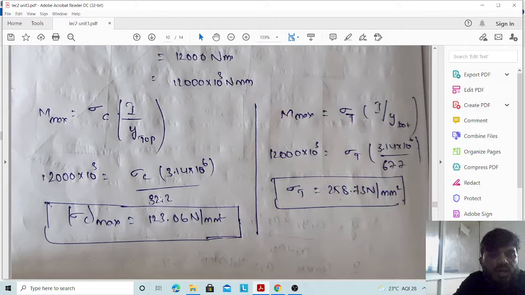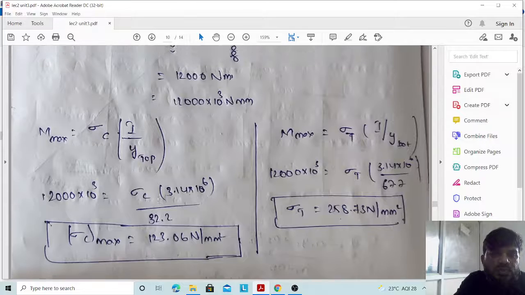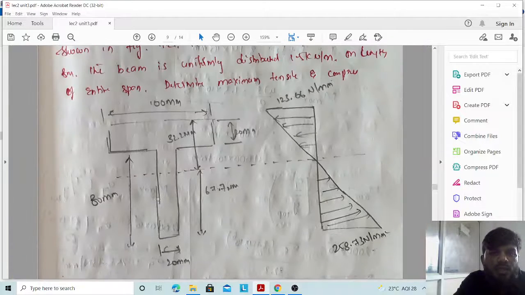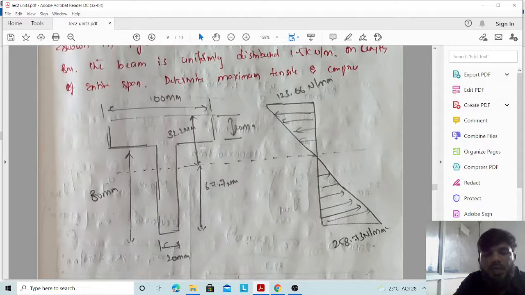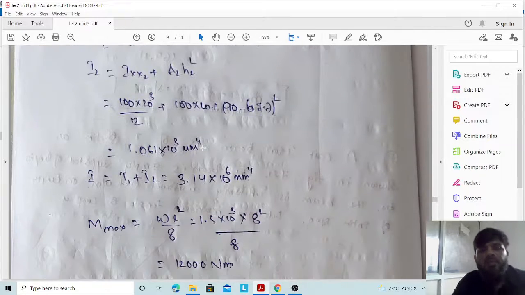Y top value you can calculate from the total distance, whatever CG you have got, that is from the bottom of the T section. If you want to get the top section, the simple thing is measure the total distance and subtract YC, and you will get the distance. I have shown this clearly in the figure. From here the distance to the CG is 67.7. So what is the total distance? 80 plus 20 is 100. 100 minus 67.7 is 32.2. So in that way we have calculated.